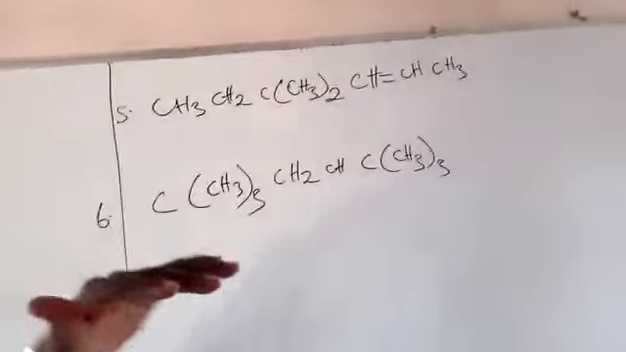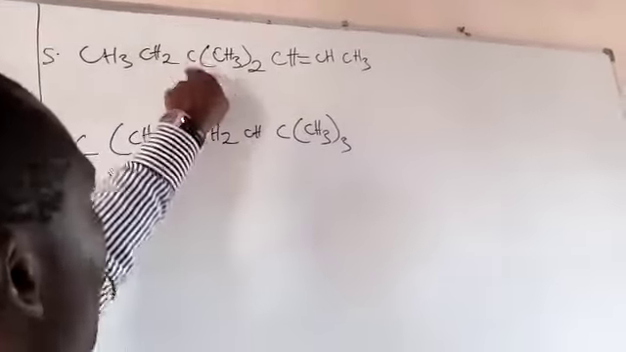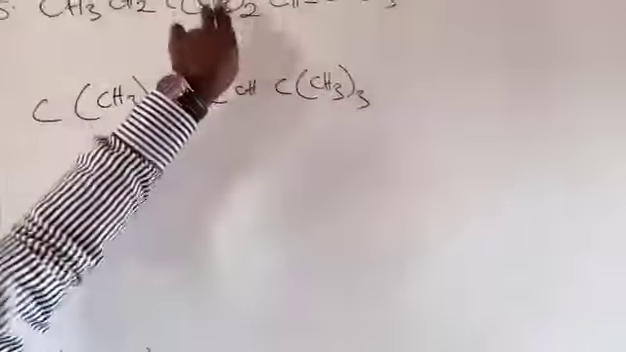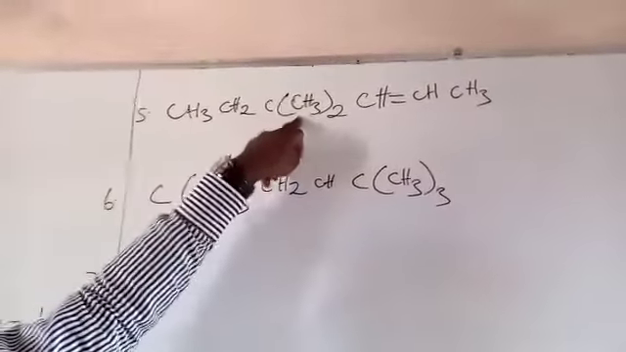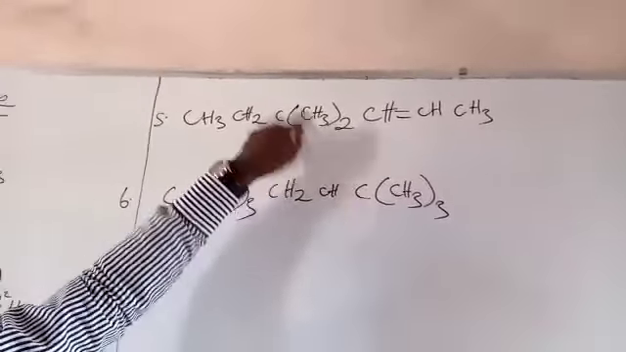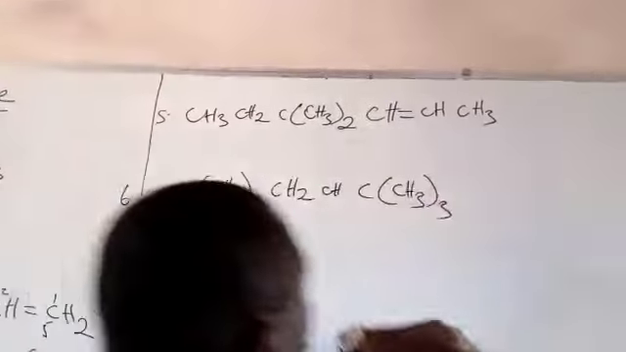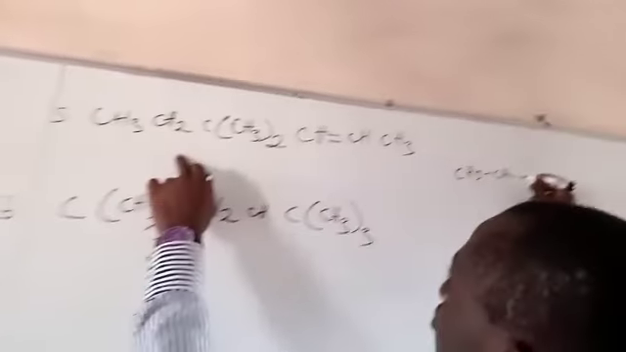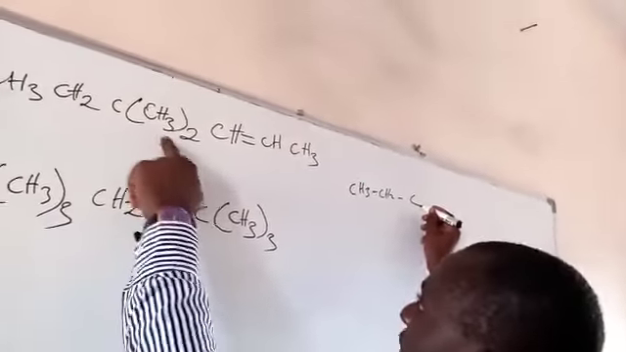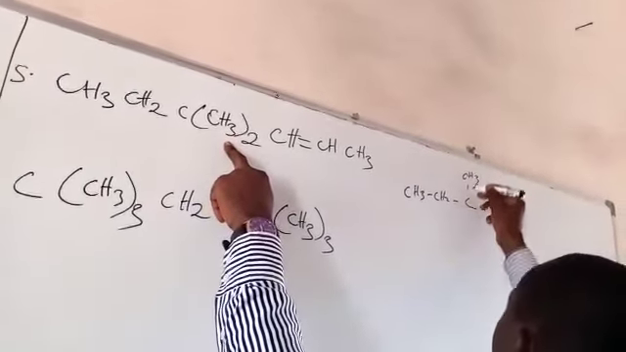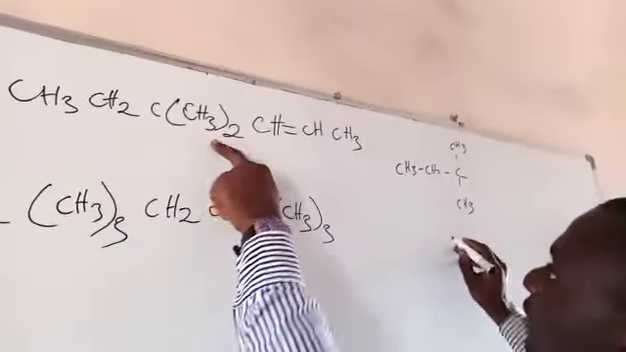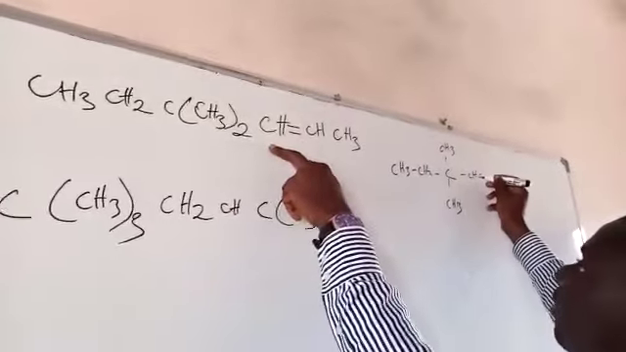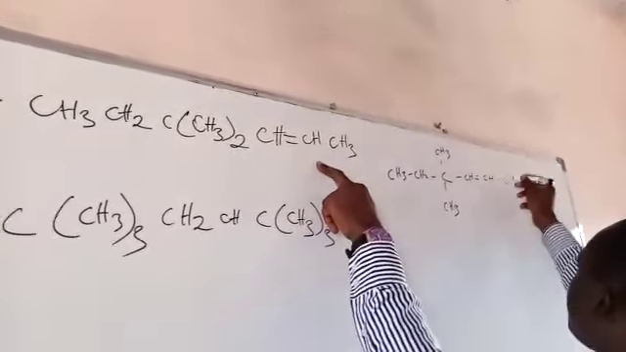Now look at this one. This one is a condensed structure. In organic compounds, when you have a condensed structure, it's advisable to open the structure. You see, C, open bracket CH3, close bracket 2. It's telling you that there are two CH3 attached to this carbon. So if you open this structure, it's going to be like this: CH3, CH2, C. Then this CH3 attached to it up and also attached to it down. Then this CH double bond CH and then CH3.